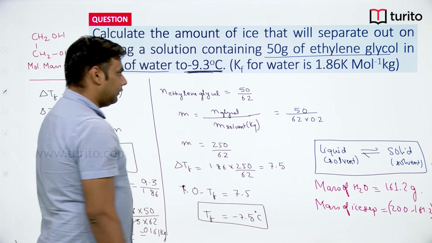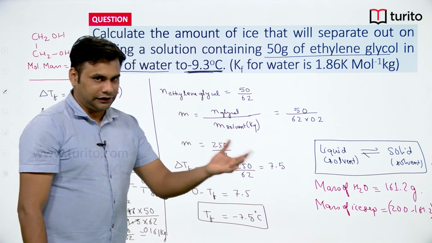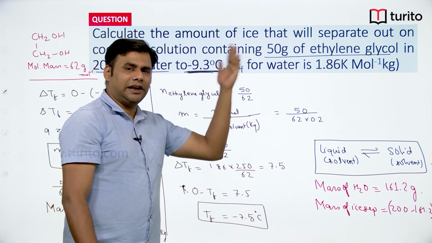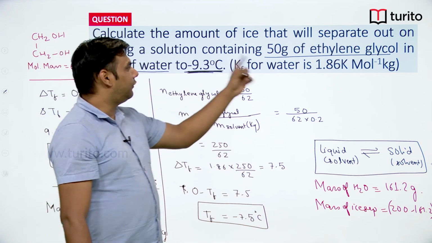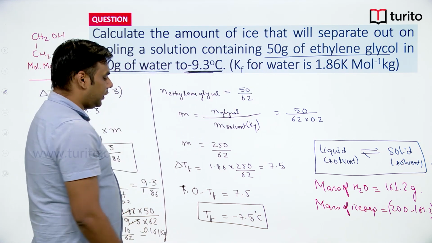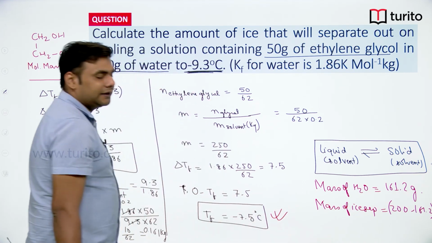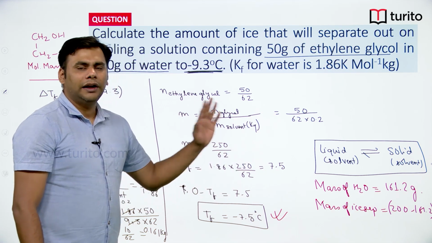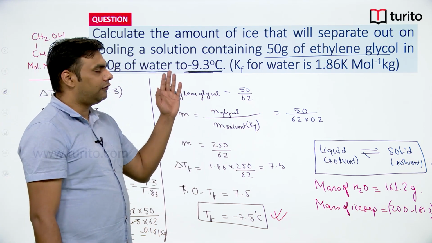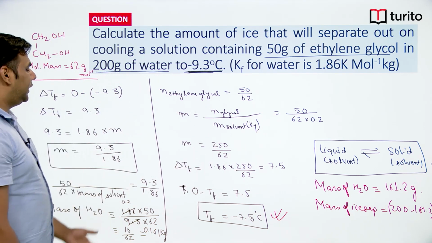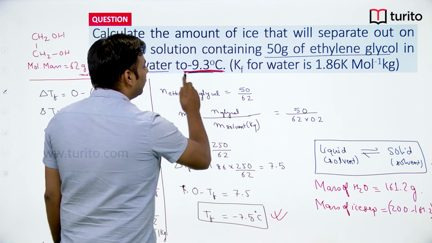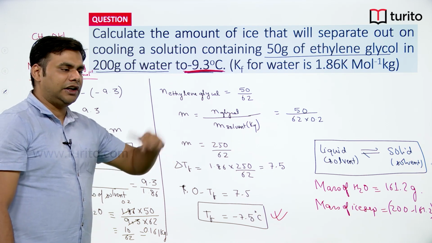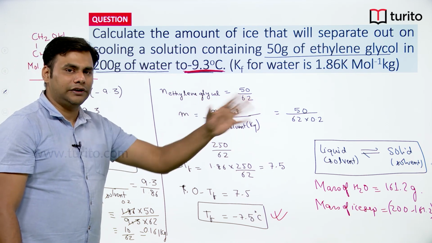So first, out of my inquisitive nature, I am just checking the temperature at which this solution will freeze. 50 gram of ethylene glycol in 200 gram of water would freeze at minus 7.5 degrees Celsius. I am just using the basic formula delta Tf equals Kf into m. I know the value of Kf, I know the value of m. Now it is clear that we are going below its freezing point, so obviously some solvent would freeze out. They will change into ice and go out of the solution.